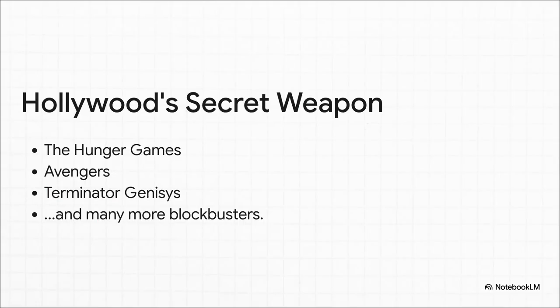Now, don't let that price fool you. This isn't some amateur tool. There's a reason it's been called Hollywood's secret weapon. Fusion has been used to create killer effects on huge movies like The Hunger Games, The Avengers, Terminator Genesis, the list goes on. It is absolutely a pro-level, battle-tested compositor.